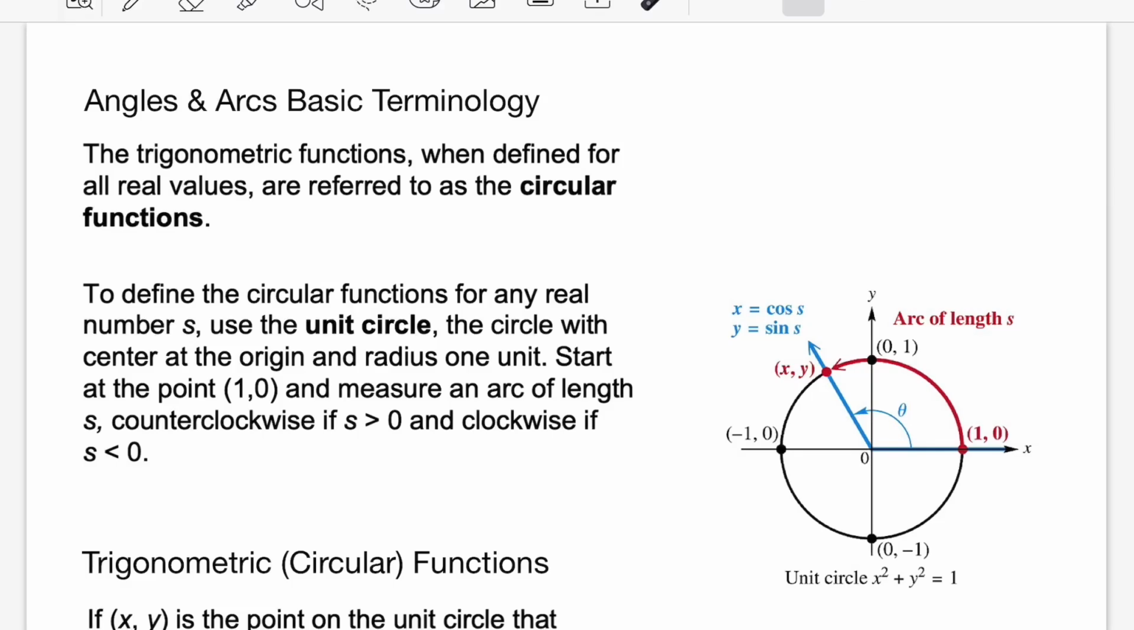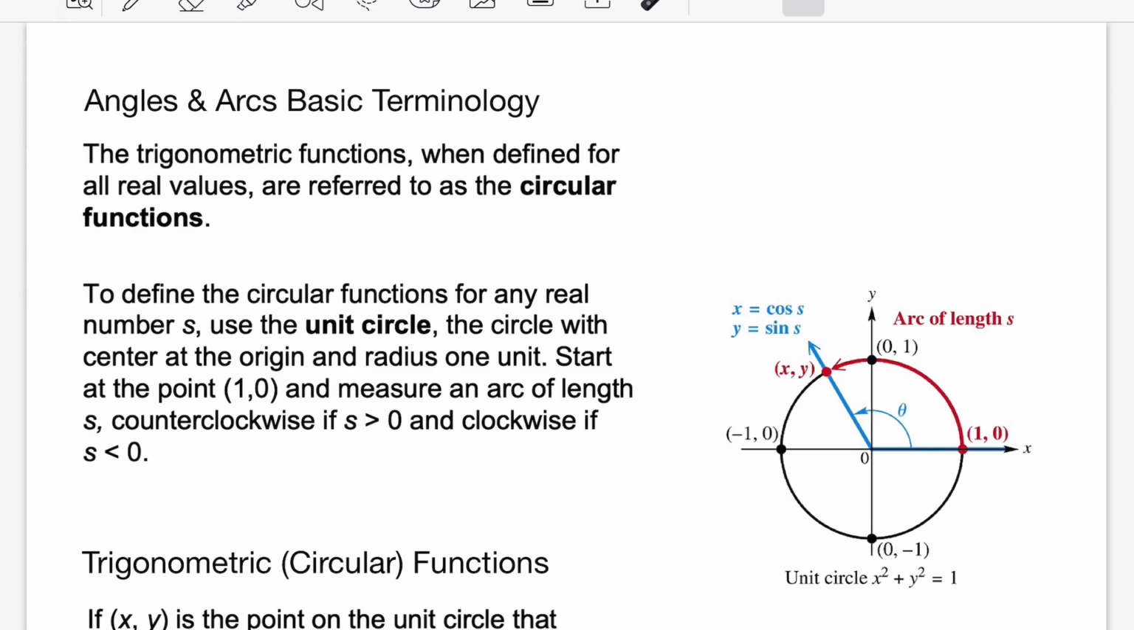In this video, we're going to go over section 9.2 from our textbook, which is on the unit circle and trig functions. So we're going to go over a good amount of terminology, and then we'll move into some examples. So first, the trig functions, when defined for all real values, are also known as the circular functions.